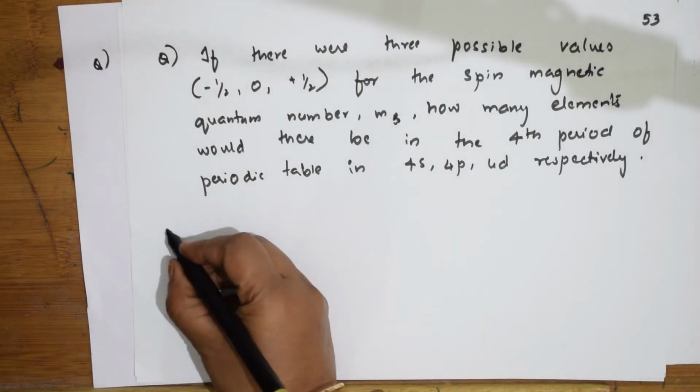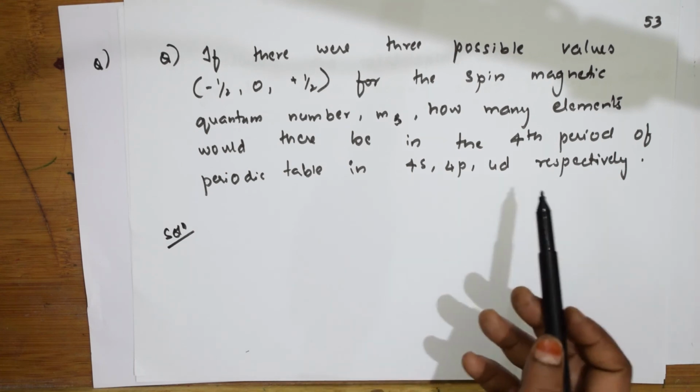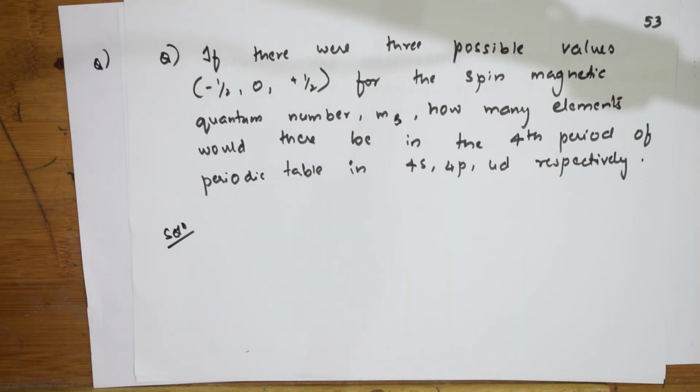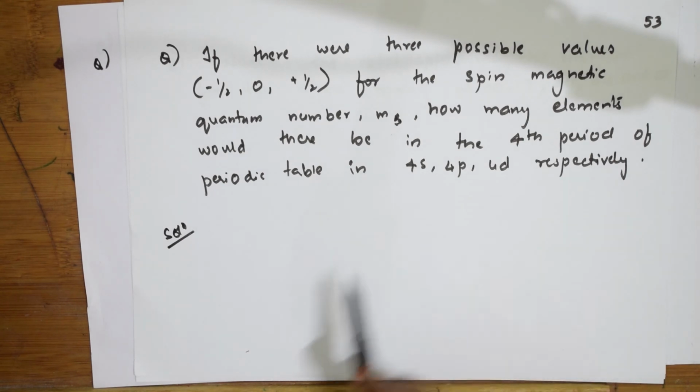What did they give me here? They said, if there were 3 possible values, minus half, 0, plus half, for the spin magnetic quantum number ms, how many elements? We very well know principal quantum number is denoted by n, azimuthal by l, magnetic by m, and spin quantum number by ms, isn't it? Now, they've given spin quantum number ms. How many elements would there be in the fourth period of the periodic table in 4s, 4p and 4d respectively?